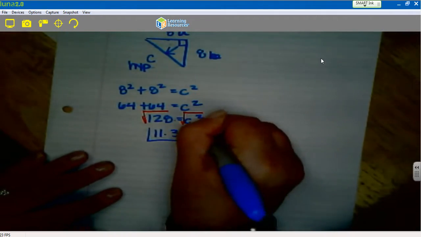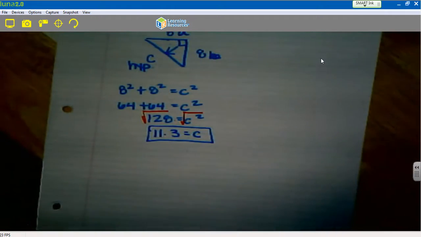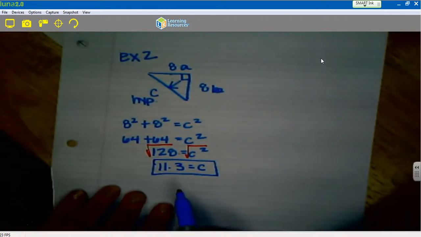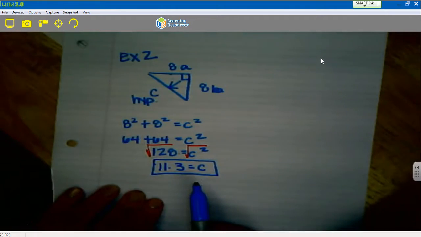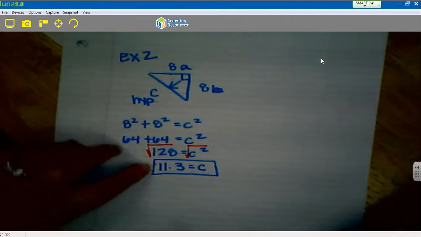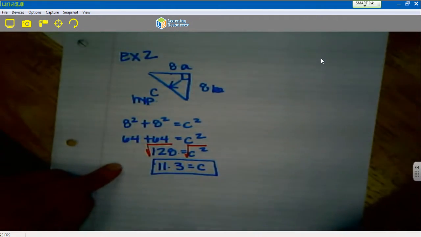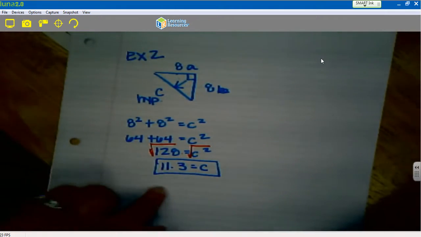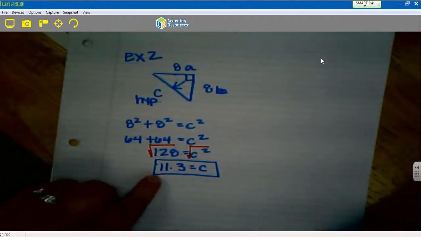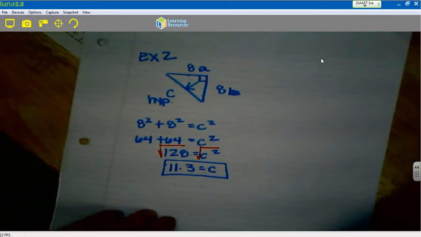So you should get 11.3 for C. Because 11.3 is not a nice whole number, 8, 8, and 11.3 is not a Pythagorean triple, because we have to do a decimal approximation for this 11.3. That's not an exact answer. All right, so let's take a look at example 3, just a slight word problem.